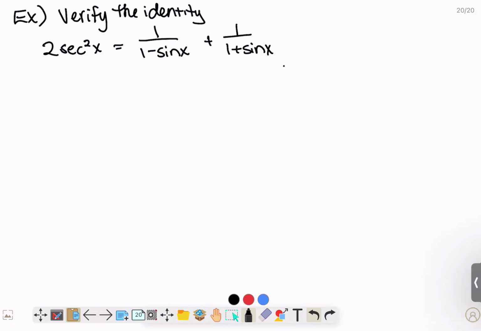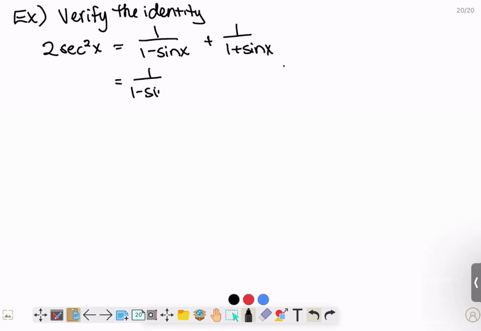But this problem, similar to the last one, I've got these two terms on the right side, two fractions, and I want to try to combine them into one since I only have one term on the left side. So I'm going to be working with the right side. I'm trying to get 2 secant squared x. Now with these two fractions, if I want to add them together, then they need the same denominator. Right now the denominators are a little bit different, with signs being different in the middle. But again, the common denominator is going to be 1 minus sin x times 1 plus sin x. And I'm just going to multiply each fraction on the top and the bottom by what it's missing.